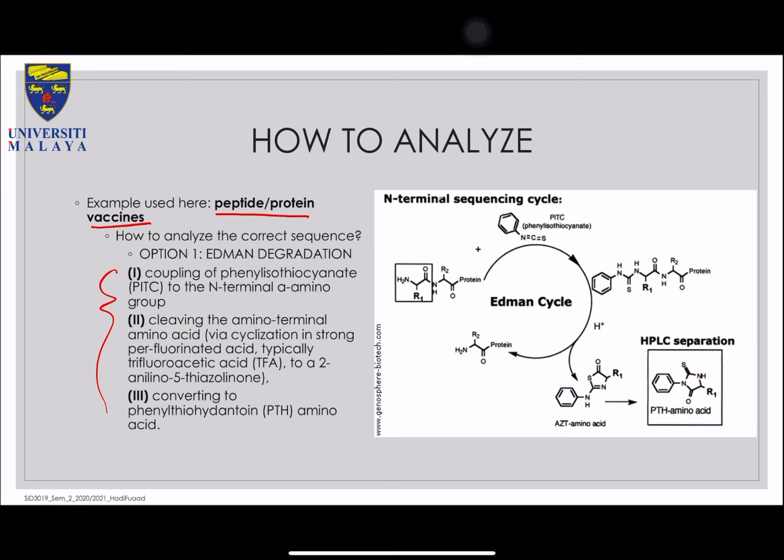the process. The first one is coupling, the second one is cleavage, and the third one is converting to PTH. The figure on the right-hand side, taken from the Genosphere Biotech company website, summarizes the whole thing. First is the coupling with PITC, and then you get your cleavage over here, and finally you get the conversion of the ATZ, the anilino-5-thiazolinone, into a PTH amino acid. Then from here you can do a simple HPLC trace analysis to identify the corresponding amino acid.